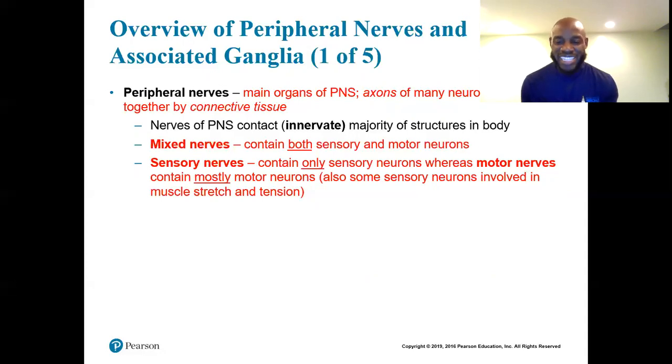Innervate just means they send a signal to, right? So you have mixed nerves, which contain both motor and sensory functions. And then you have sensory nerves, which contain only sensory, whereas motor nerves contain mostly motor. We've seen that in the cranial nerves. Olfactory only senses your sense of smell. You only have a sense there. It doesn't actually move anything. So it's a sensory nerve versus the hypoglossal, which can move things, so it has motor functions as well.